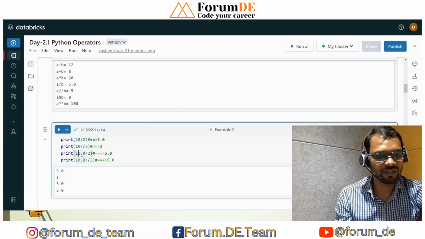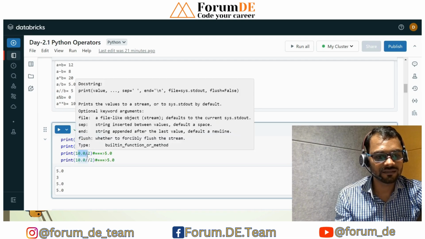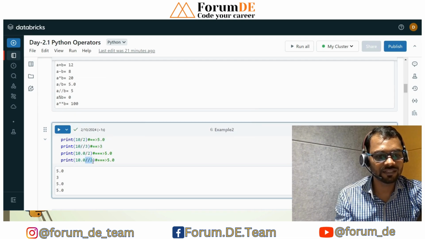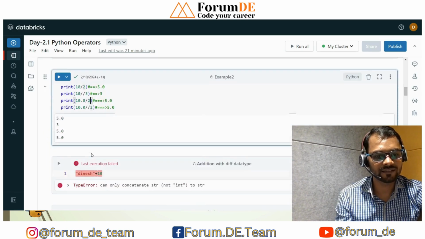Now if you have a float number and divide it with division or even floor division, that will always provide a float number. If any value you are going to divide is a float, it will always give you a float number in the output. But if you have an integer and you are dividing with an integer, floor division will give you an integer, but normal division will give you a float number. This is a question asked in interviews also, so let's remember this part.